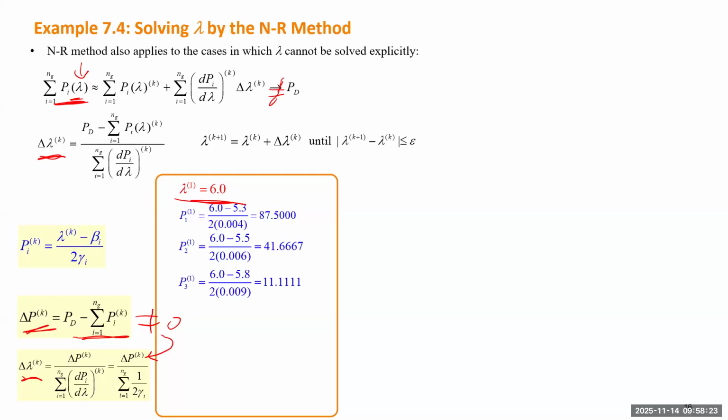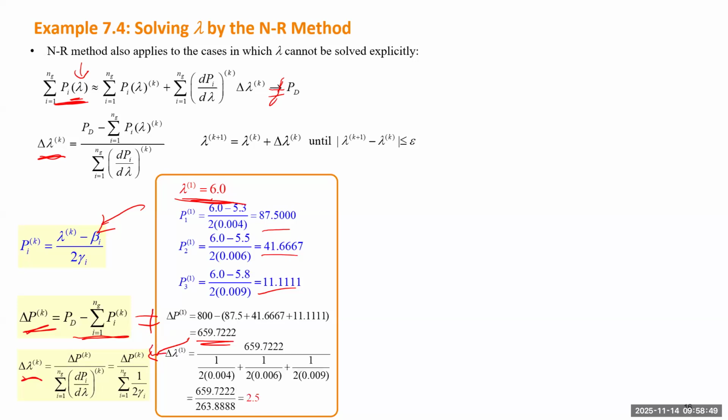You plug this lambda into the first formula. You will have 3 outputs. If you do the math, the total is much less than 800, but don't worry. The gap is huge, more than 600. But you can use this gap, plug it into the equation, to calculate how much you want to update the lambda. It tells you that you need to update the lambda up by 2.5.